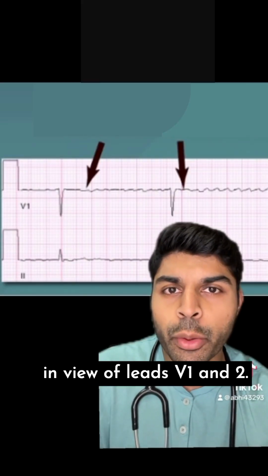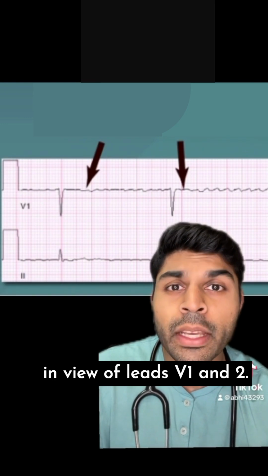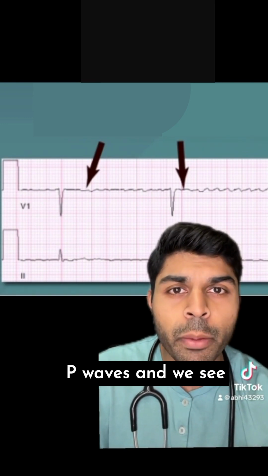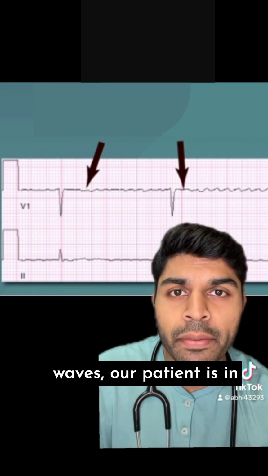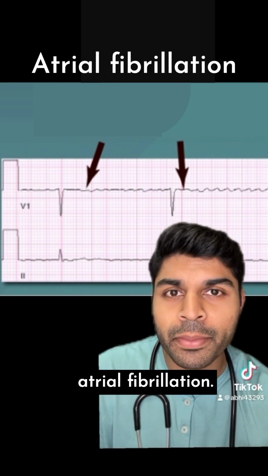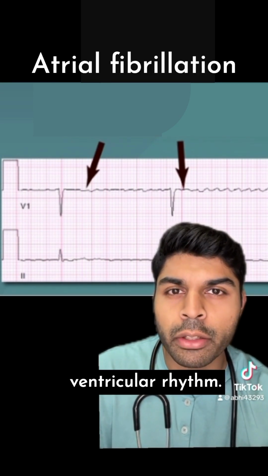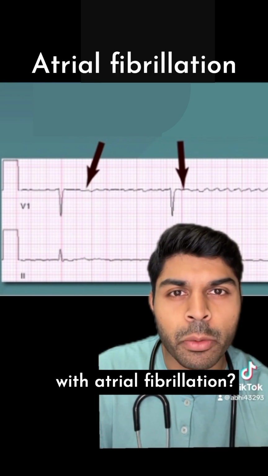Here we have a zoomed-in view of leads V1 and 2. That's right. Given we see no discernible P waves and we see these fibrillation waves, our patient is in atrial fibrillation. Now, let's consider the ventricular rhythm. What do you expect to see in a patient with atrial fibrillation?